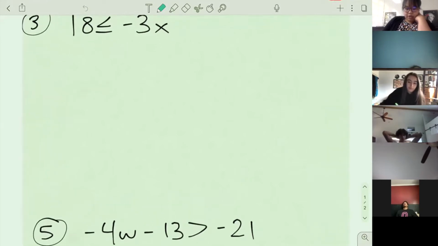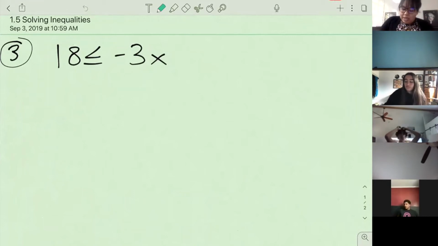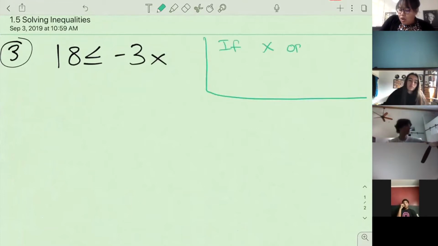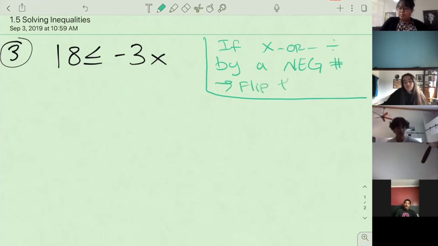So when we're solving here, there's only one rule when it comes to inequalities that you treat differently than an equal sign. It's the same thing. You're isolating the x. What you do to one side, you have to do to the other. And the only rule is if you multiply or divide by a negative number, you have to flip the sign. Other than that, you just treat it like an equal sign.